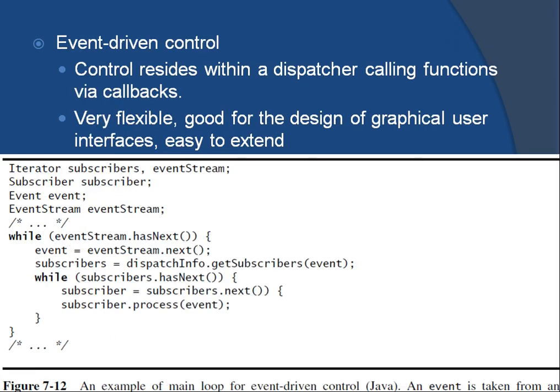In event driven control, the control resides within a dispatcher calling functions via callbacks. The control of the program is within the dispatcher, which is calling the function via callbacks. This particular method is very flexible and is good for the design of graphical user interfaces, and it is also easy to extend the functionality. Now here we have a sample code of the main loop for event driven control, which is implemented in the Java programming language.